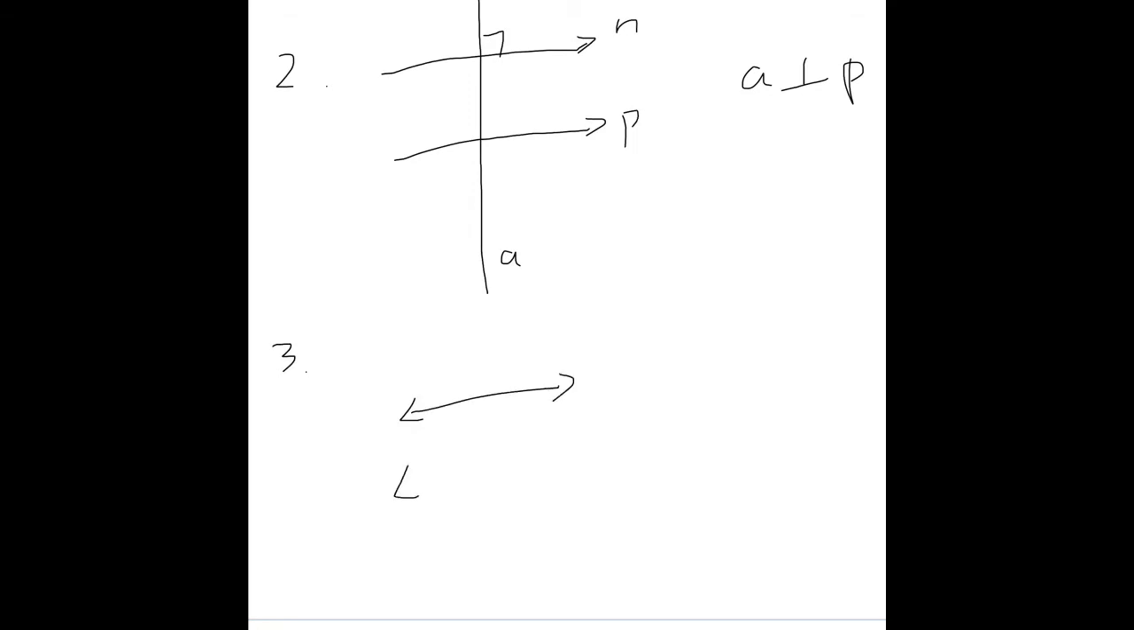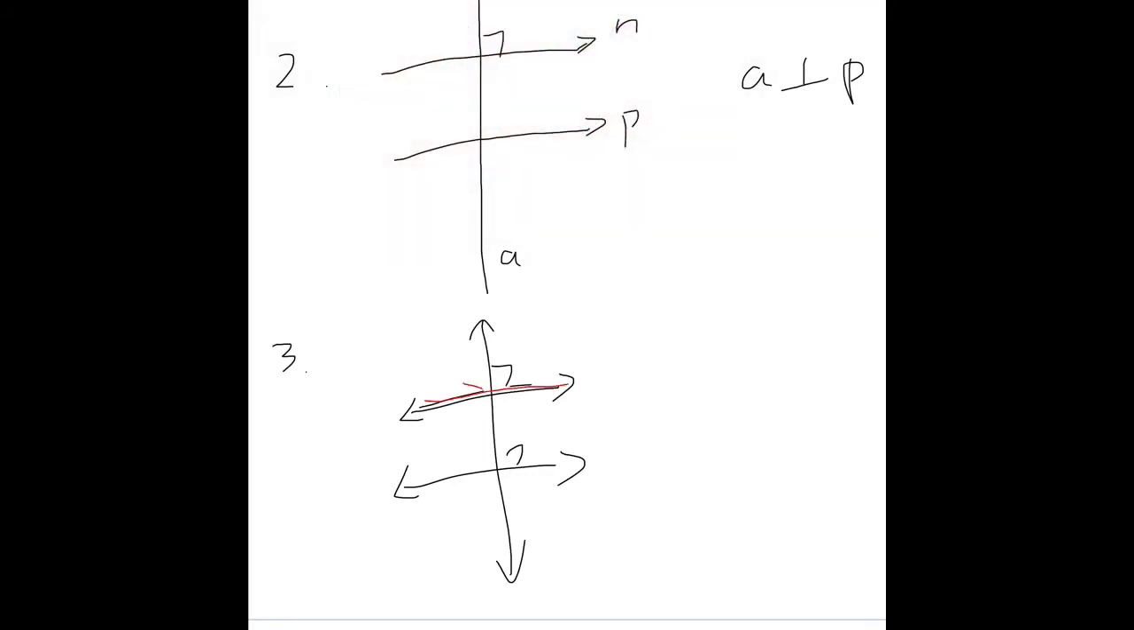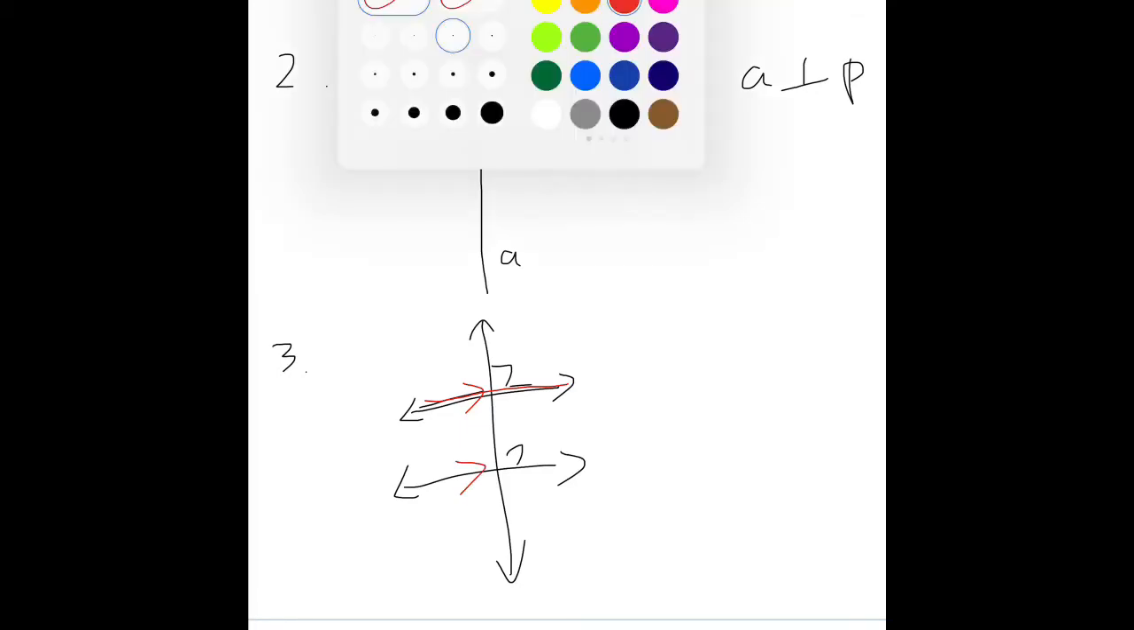So next is going to be option 3. If two coplanar lines are perpendicular to the same line, then the lines are parallel to each other. So that means this line is parallel to this line. It's parallel.